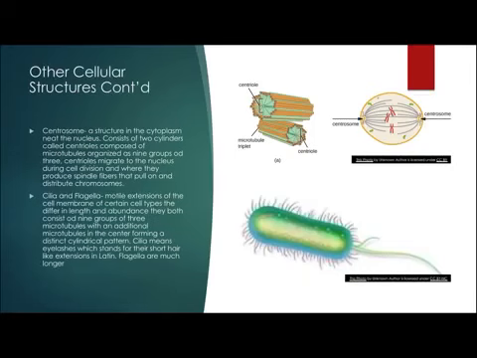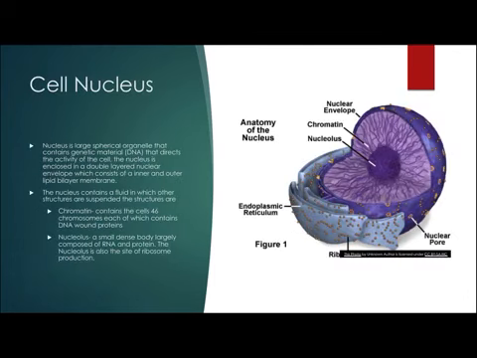There's a centrosome, which is in the cytoplasm. There's also cilia and flagella, which help the cell move around. You have the nucleus, which we all know is like the brain of the cell. And then within the nucleus is chromatin, which contains the cell's 46 chromosomes. And then there's a nucleolus, which is the small, dense part of the cell.